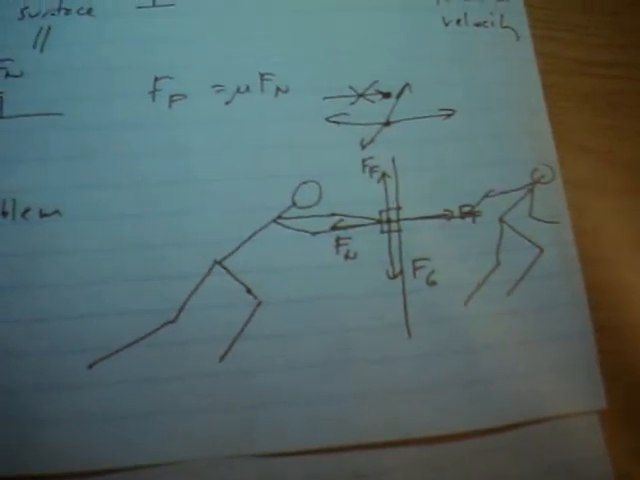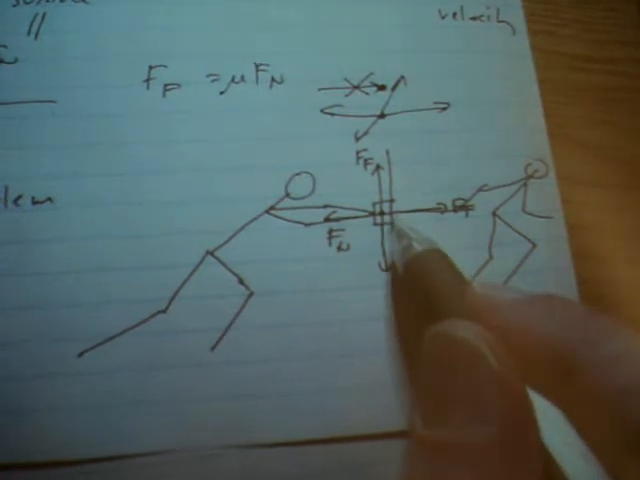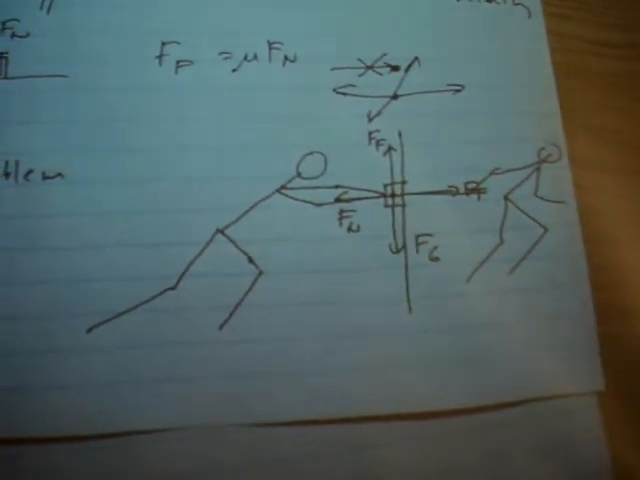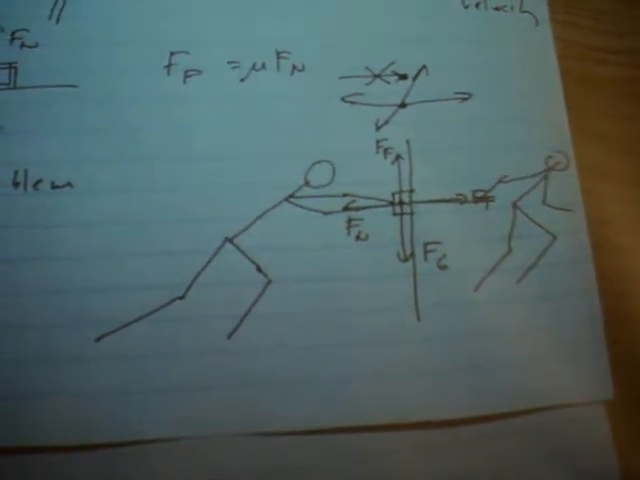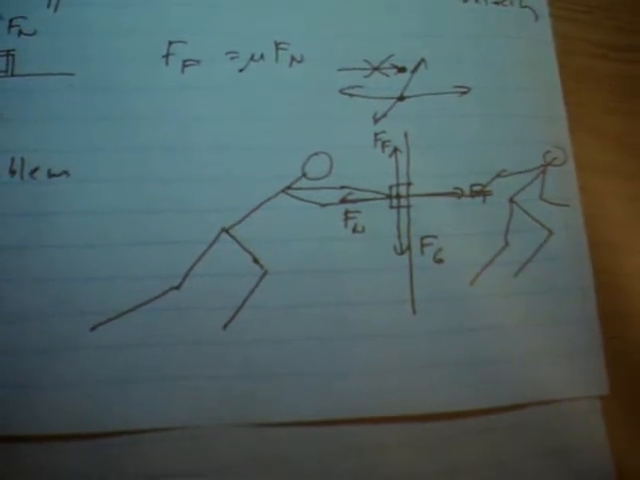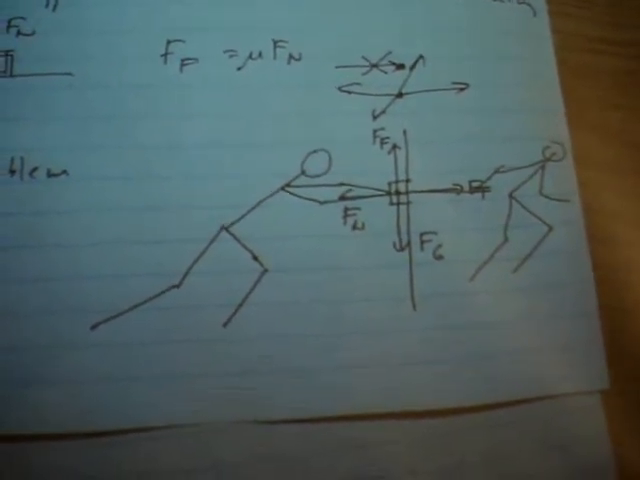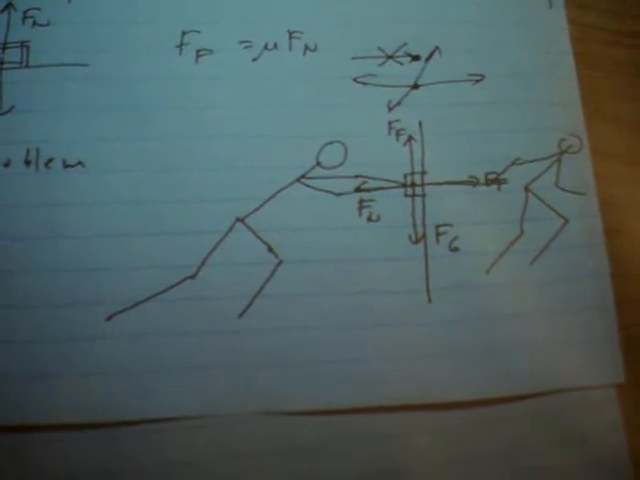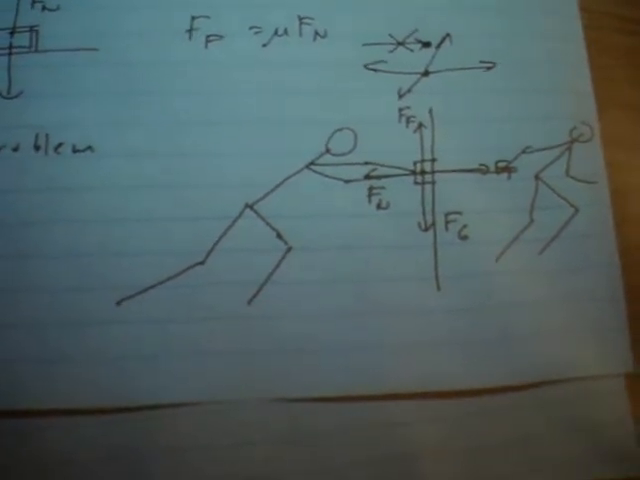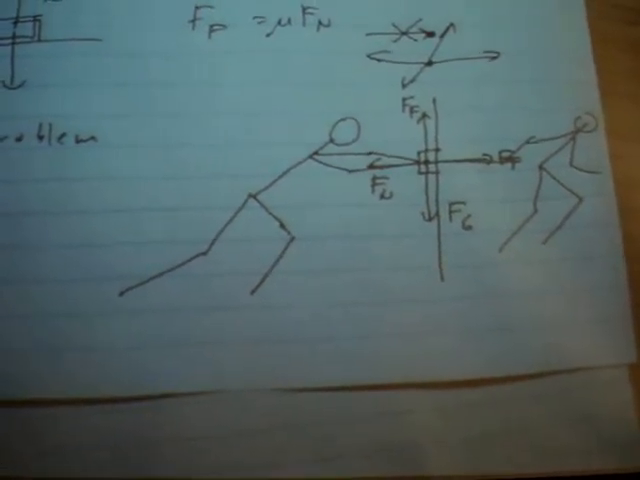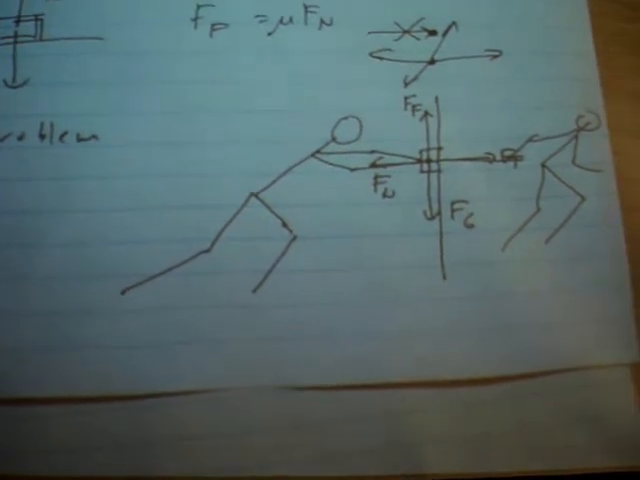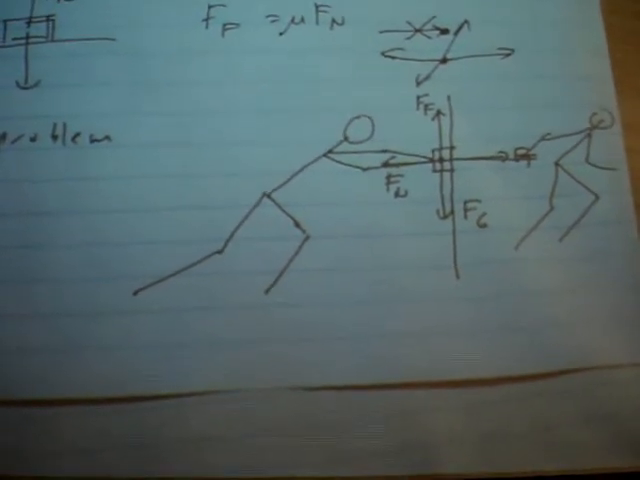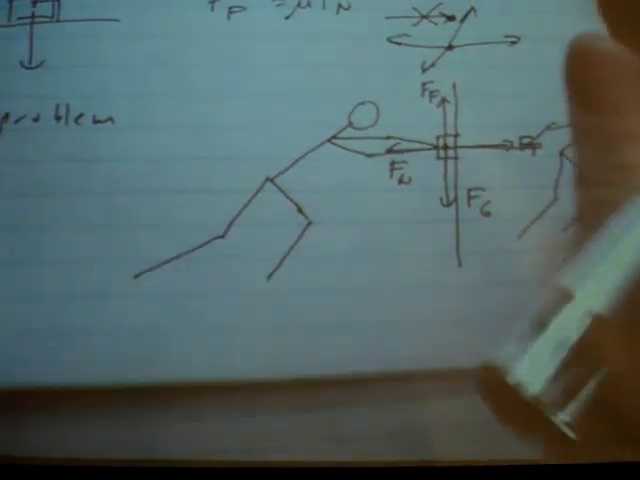Are they all equal? How would you tell? They're not going anywhere. The F net is 0. What happens if it's sliding down the wall? Then friction is less than his force.